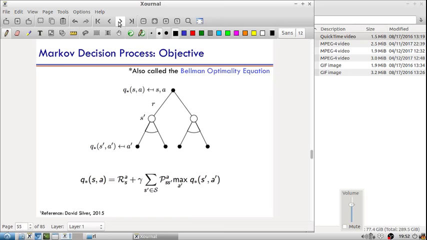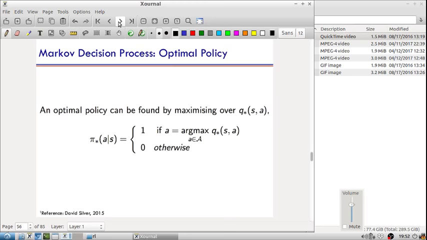So given the problem specs, especially gamma, you can actually solve for q star of s prime comma a prime by solving these equations. Find q star of s comma a, for many different arguments, the function such that this equation holds for that function. If you can find such a function, then you're done. If you knew that function, then you can just take an argmax, as I showed you here, and get the best policy. It's a little bit of a roundabout route, but this is a way to find the best policy if everything is specified.